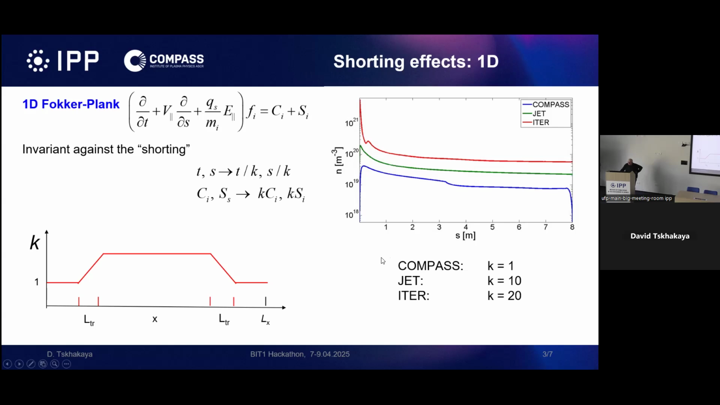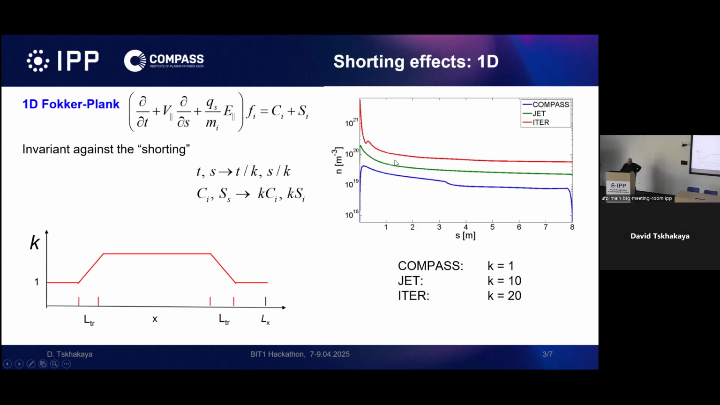So this is COMPASS. This is the density from the inner divertor to the outer divertor, so you can say two walls, for those not very familiar with tokamak geometry. And this is COMPASS, no shortening, so it's K=1. Then you come to JET, you need shortening, I needed shortening 10. And you have ITER, you need shortening 20. These are more or less reasonable times you spend for simulations. And you don't see any principal difference in results, so you get what it should be. So these are good numbers.